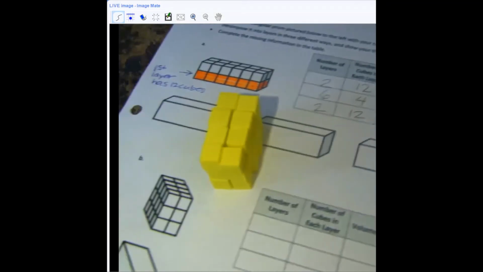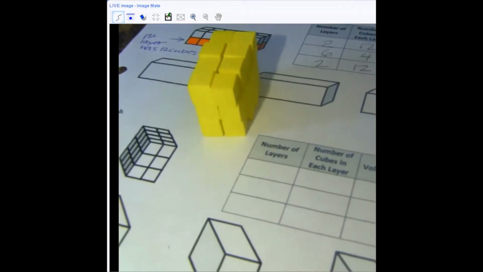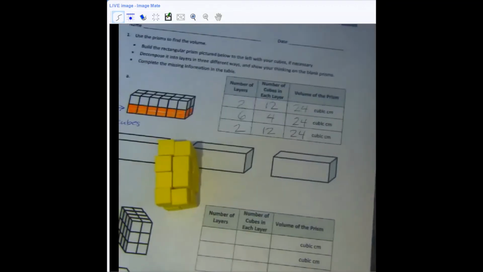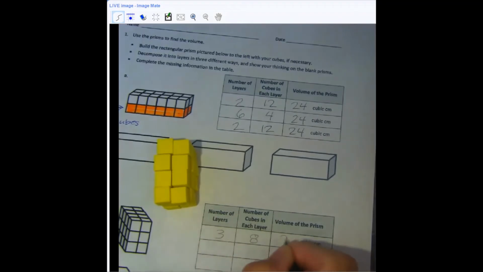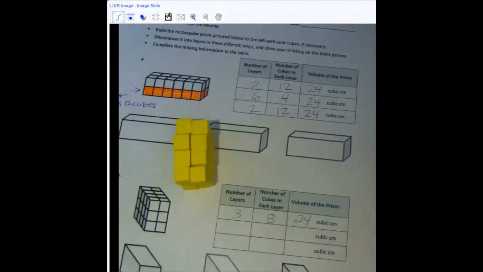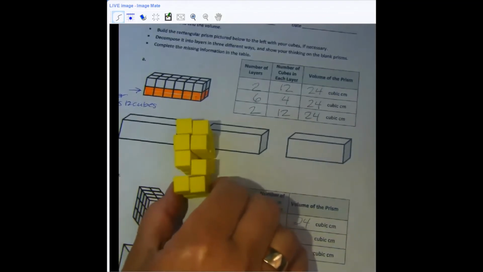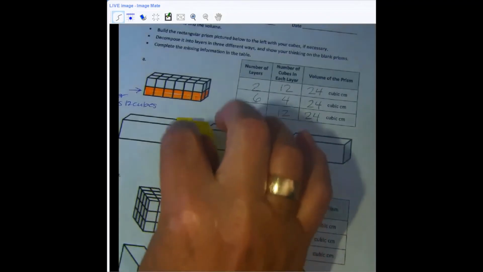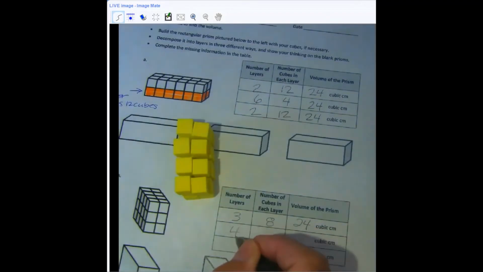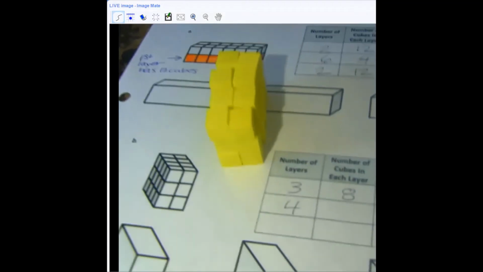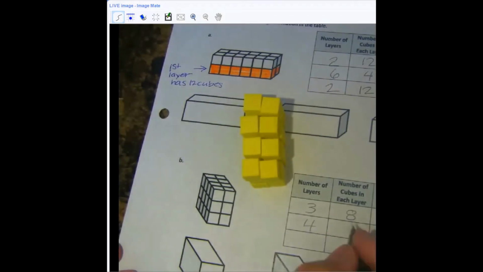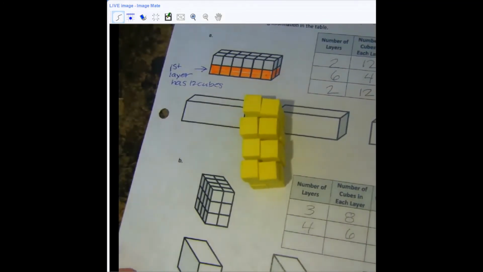And I'll let you see it. Did I do a good job? It's 3 tall, right? So that means that I've got 3 layers of 8, which is 24 cubic centimeters. I could separate the layers this way and see that there are 1, 2, 3, 4 layers of how many? How many are in each layer? 2, 4, 6. You can see that from the picture too. 6 in each layer. So that's 24 cubic centimeters.